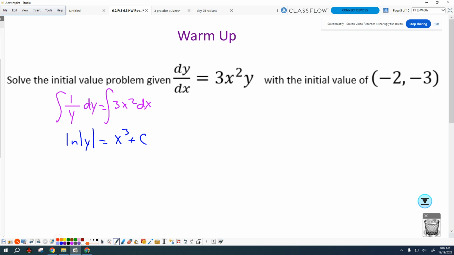No, but since they're absolute value bars. That's gross.